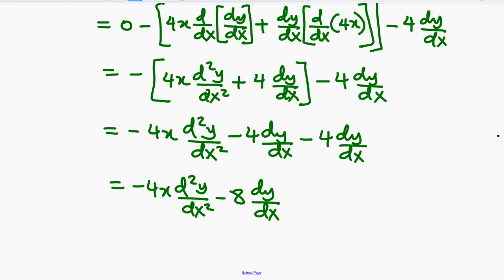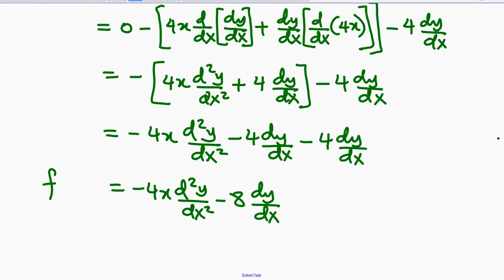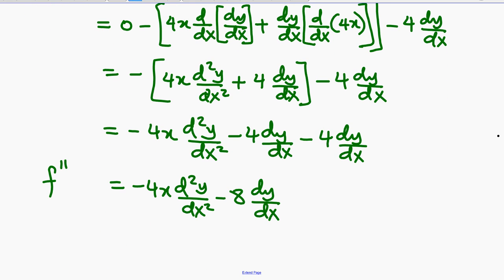All right, so this is the third derivative. I can just write it as the third derivative this way. So that's the third derivative. Should be clearer than this.